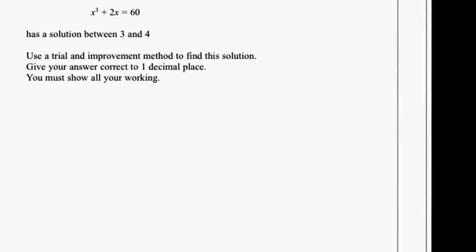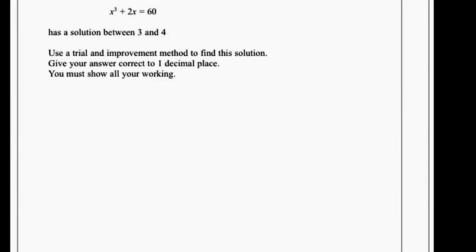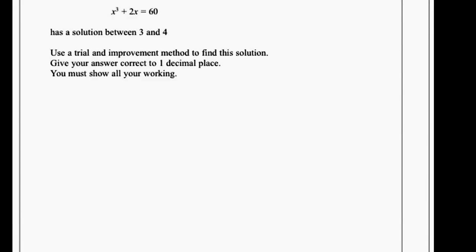The equation x cubed plus 2x is equal to 60 has a solution between 3 and 4. Use a trial and improvement method to find this solution. Give your answer correct to 1 decimal place. You must show all of your working.